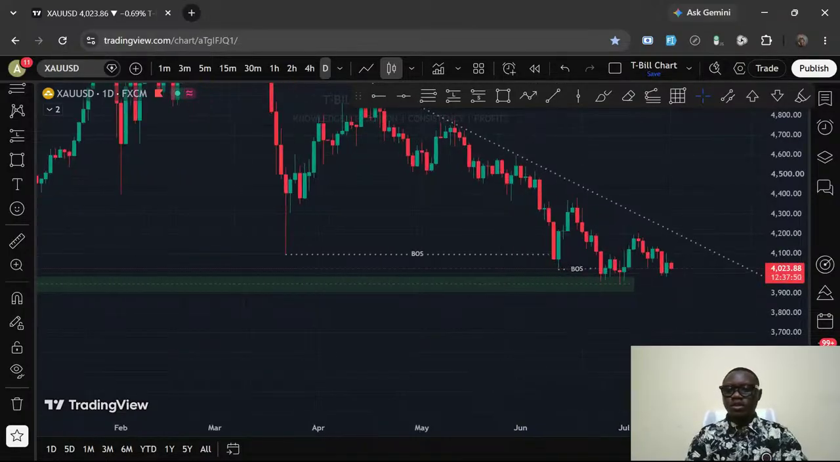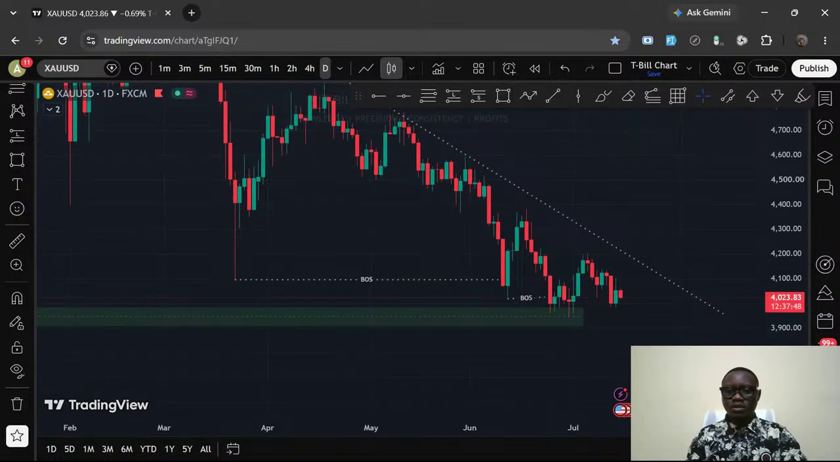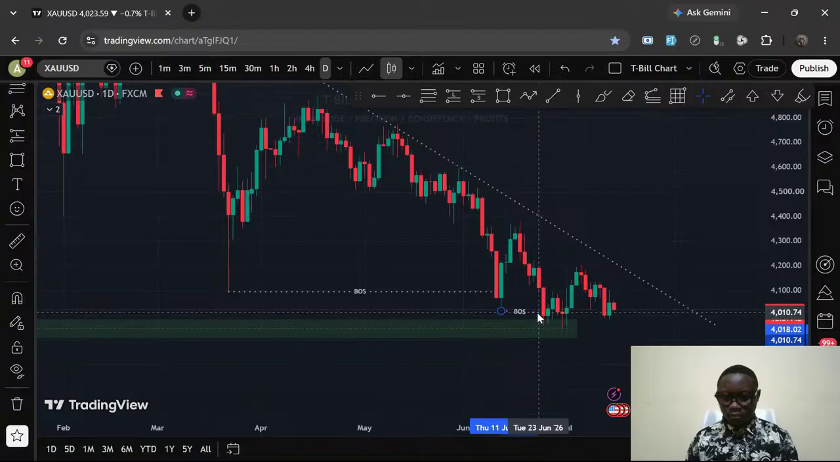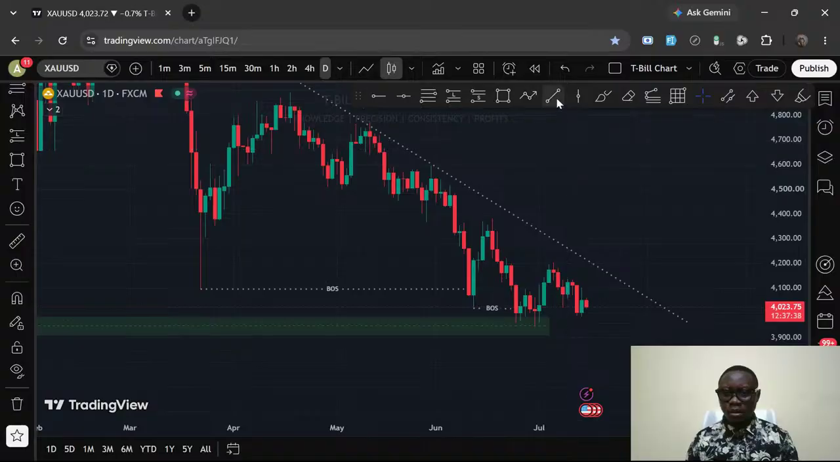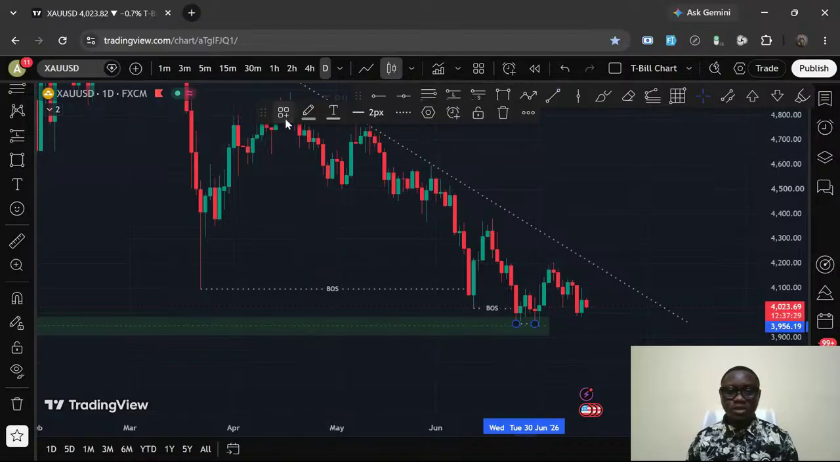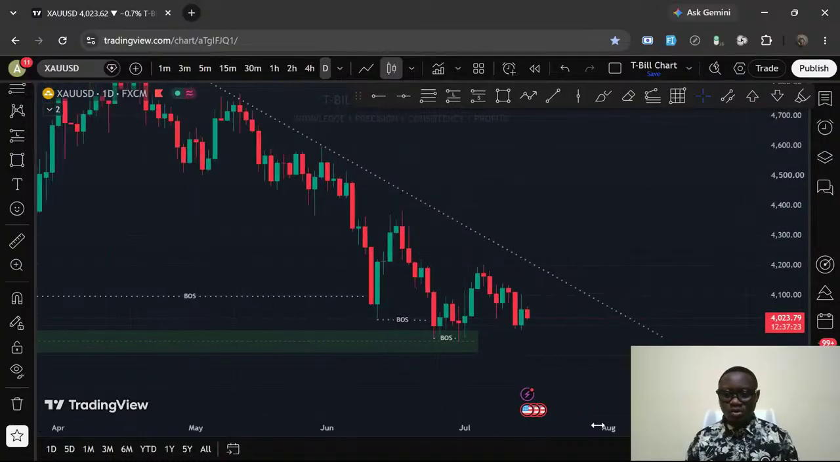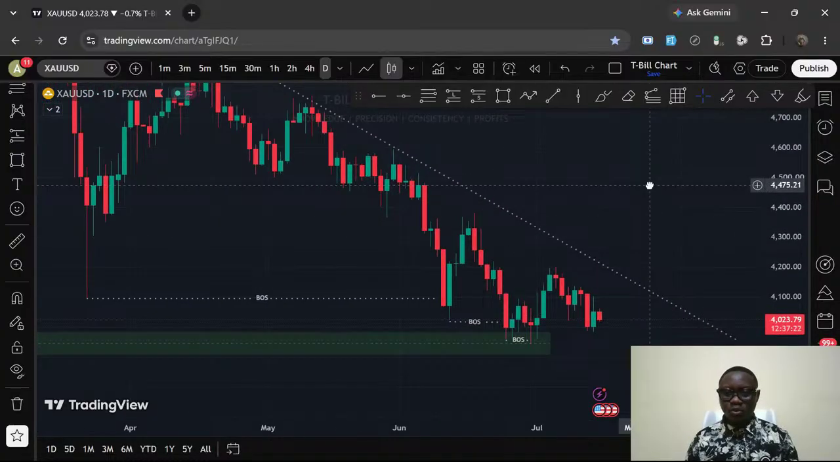Maybe you can see my screen. Let me zoom out. And we've got a broken structure right here. Although it was rejected, since it's on the higher time frame, I was still going to mark it as a valid broken structure to the downside.